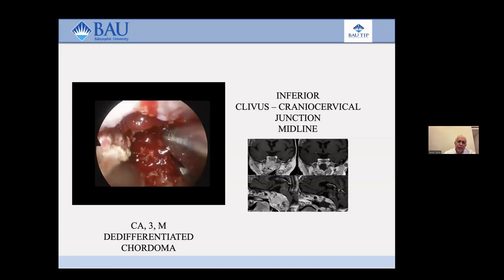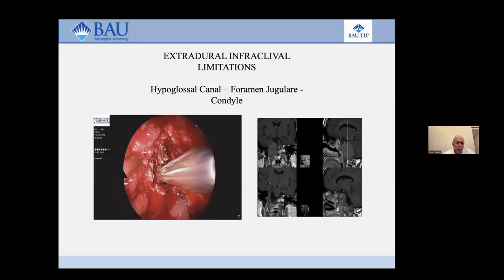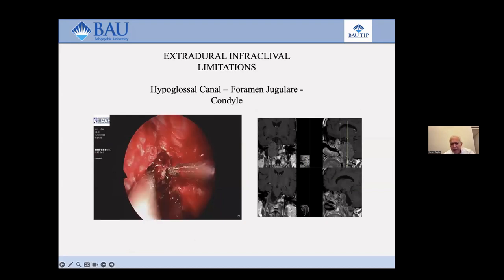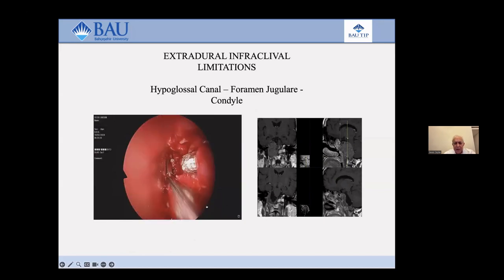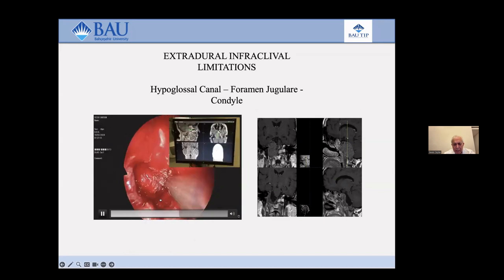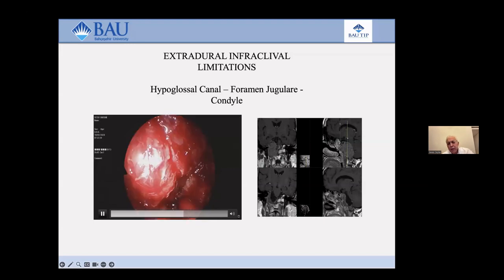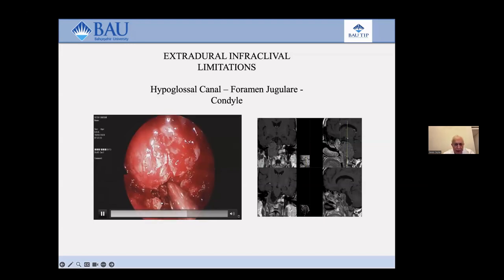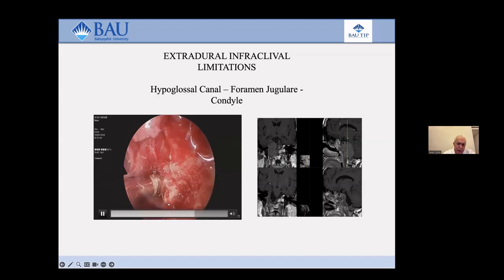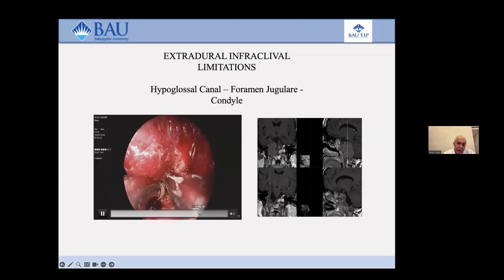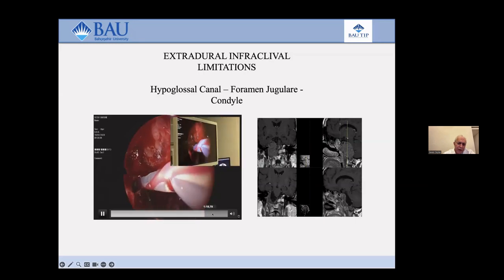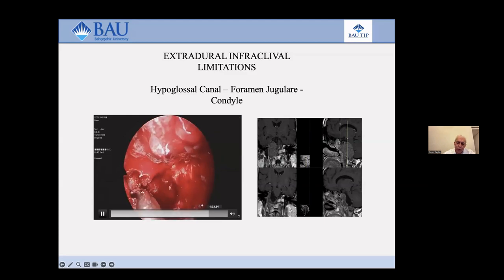In the other case, this huge extradural tumor extended to the odontoid tip and craniocervical junction. This extradural tumor was resected totally. We reached the craniocervical junction, explored the anterior arch of C1, and then the lateral condyle was explored. In this case, at the inferior point, we controlled the vertebral arteries with Doppler, and this tumor was removed totally.